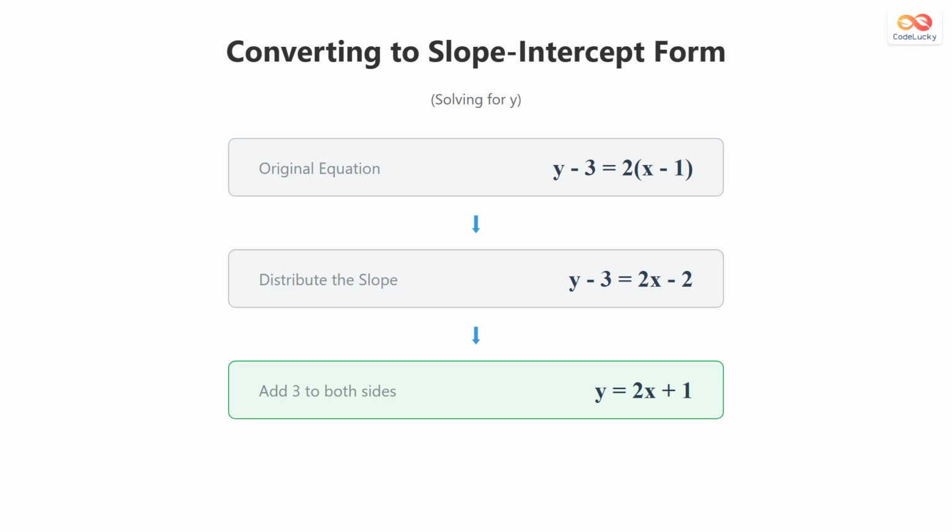Sometimes you might need to convert your answer into slope-intercept form, which is y equals mx plus b. To do this, just solve for y. First, distribute the slope on the right side. Then, add the constant from the left side over to the right. Now you have y alone.